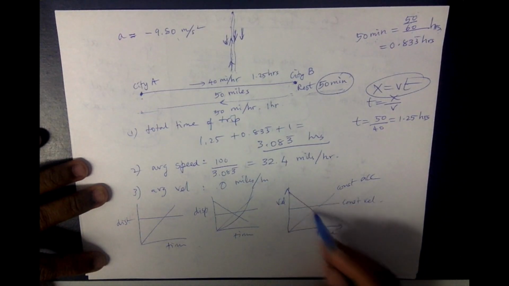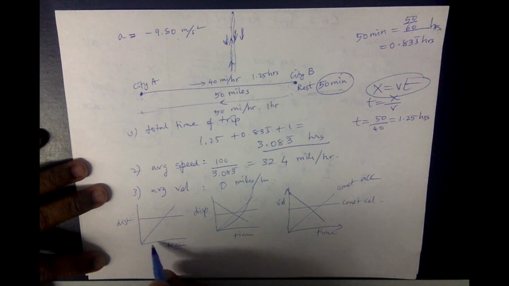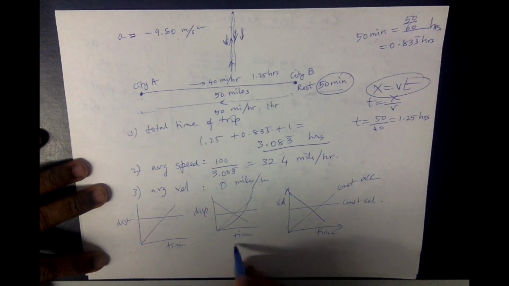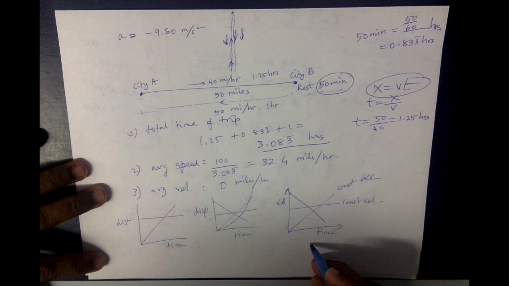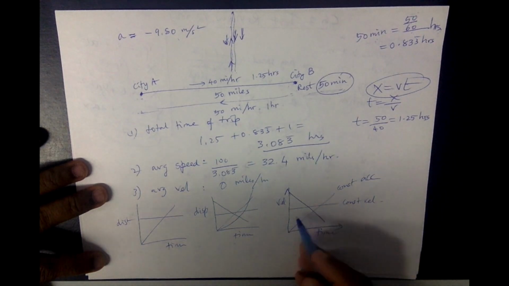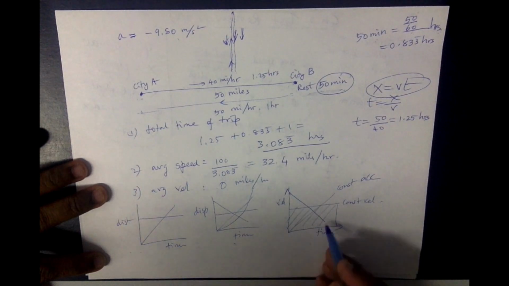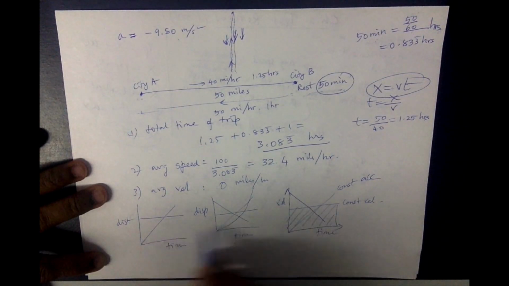And this means constant deceleration. So understand this: the slope of this graph gives you speed. The slope of this graph gives you velocity. The slope of this one gets you acceleration. And the area of the velocity-time graph is supposed to give you displacement. The area will give you displacement.